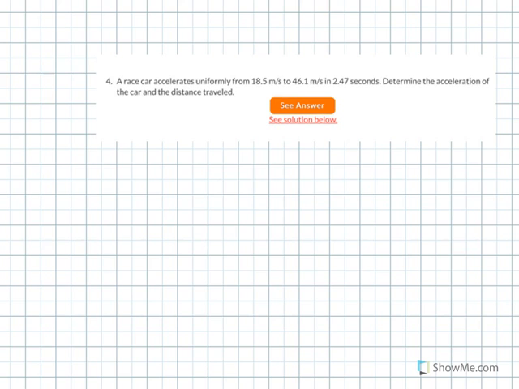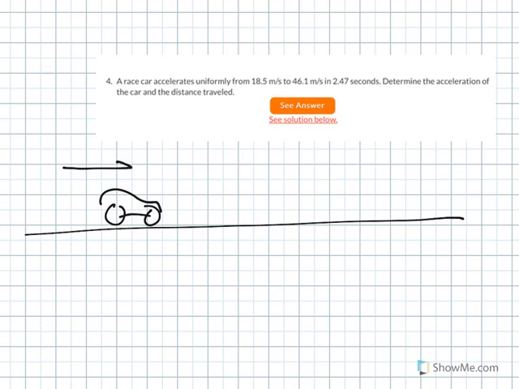All right, so problem 4. You've got a race car that accelerates uniformly from 18.5 meters per second to 46.1 meters per second. All right, so you've got your little car zipping along here. The difference here is the car's not starting from rest. Here it's already moving, right? So it has a V naught of 18.5 meters per second. And you step on the gas, and a little while later, you're going faster.